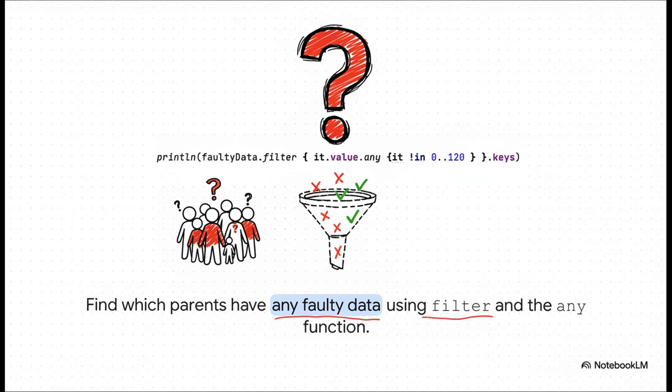And the best part is how flexible this is. Like, what if we wanted to ask something totally different? Say, which parents have any faulty data at all? Easy, we just filter the original map. And our rule is, keep any entry where the list of ages has any element that's outside our valid range. One line, a totally different question, answered just as elegantly.